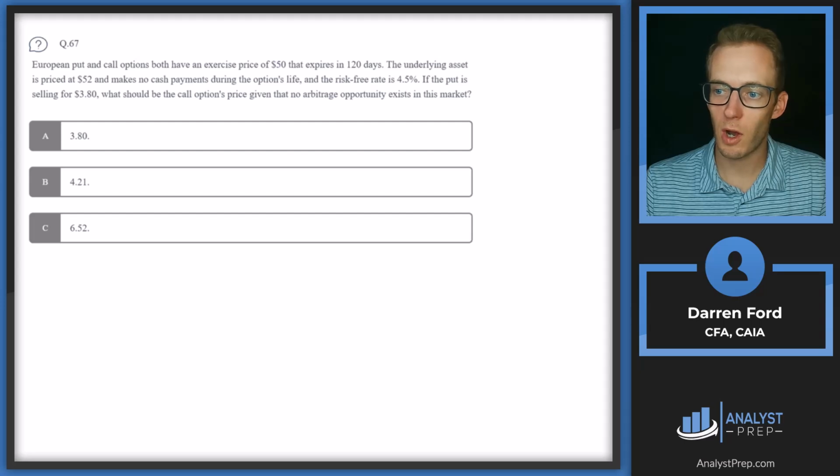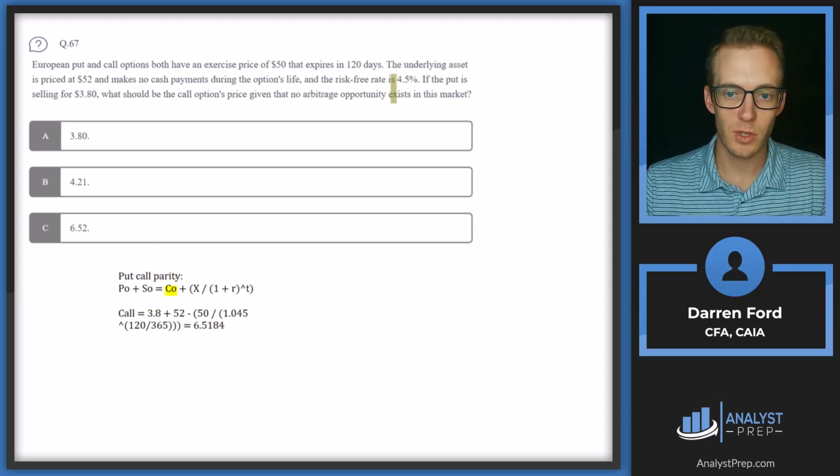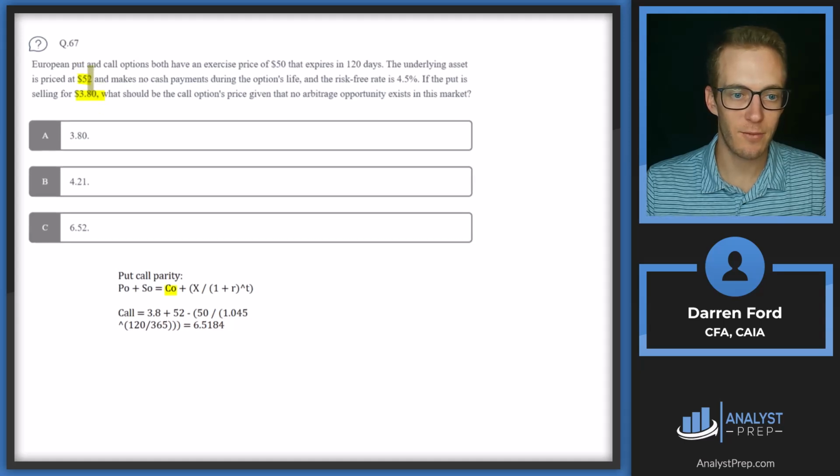So we'll be using our put call parity formula to solve this. We are looking at the value of the call. And so what we're going to do is move this whole variable over to this side, and then we're going to solve. So we're given the put at 3.80 and the underlying at 52. So we can see those plugged in right here.